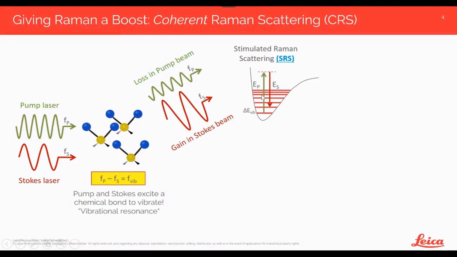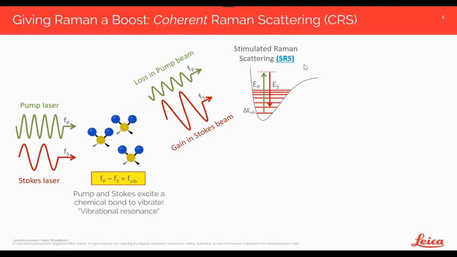So in an energy diagram, it is depicted here on the right. We are again using the pump laser to transfer the molecules to this virtual state. But instead of waiting for the spontaneous emission of single Stokes photons, we are driving down the entire ensemble of molecules very efficiently by the action of that second laser, the Stokes laser. So again, this is called the stimulated Raman scattering process.